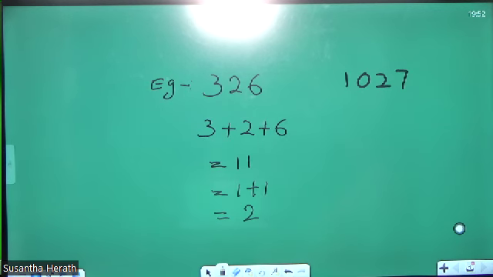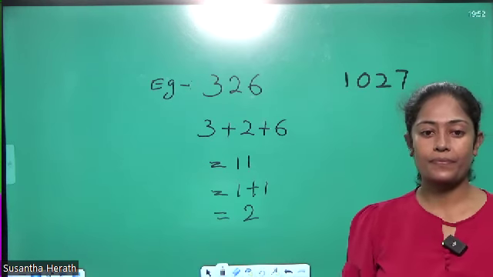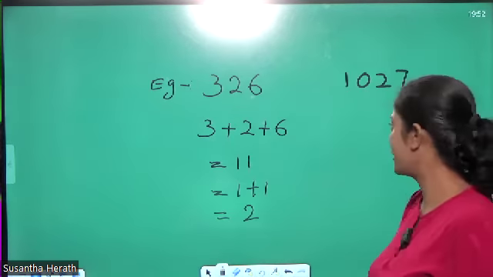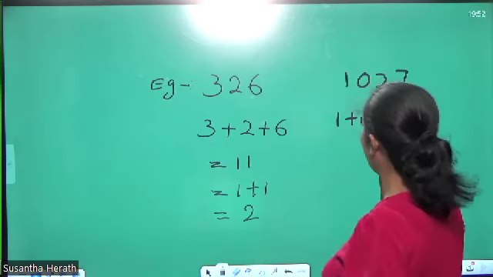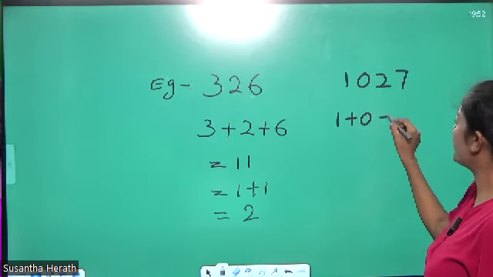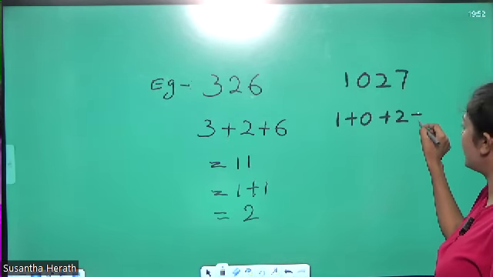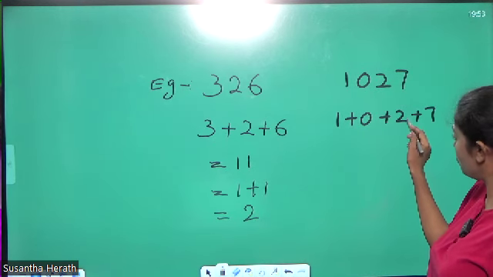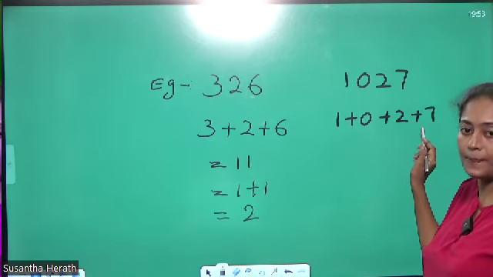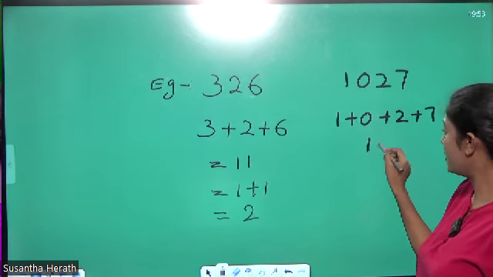Done, teacher. What is the answer? 1. Yes. So you have to add all these numbers together. 1 plus 0 plus 2 plus 7. Then 1 plus 0, 1. 1 plus 2, answer is 3. 3 plus 7, answer is 10.